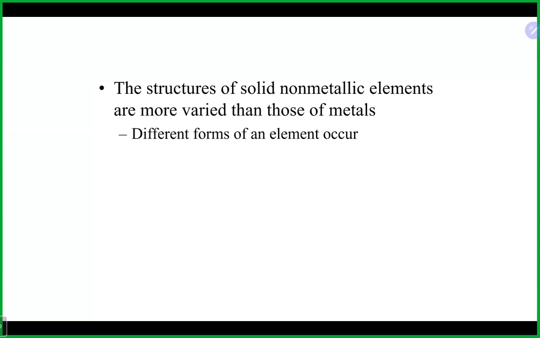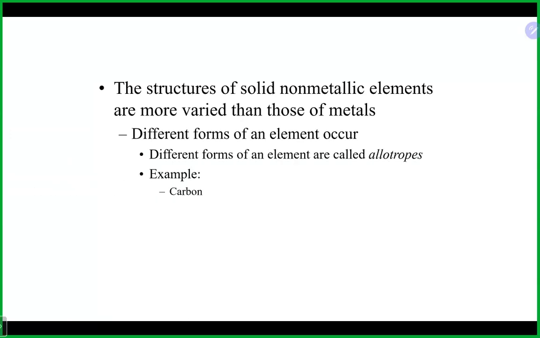Now, just a little bit about some solid nonmetals, some properties of them. The structures of some solid nonmetal elements are a little bit more varied than metals. You can also have different forms of the same element. And sometimes when you have different forms of the same element, especially nonmetals, they are sometimes referred to as allotropes. And allotropes are really the same element, but the connectivity and how they're put together are a little bit different.